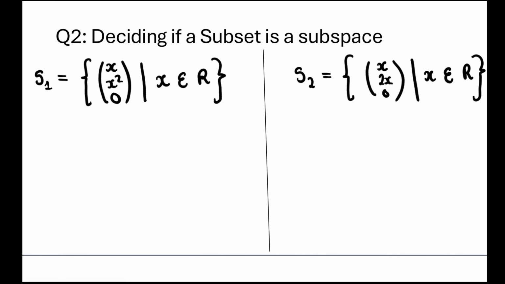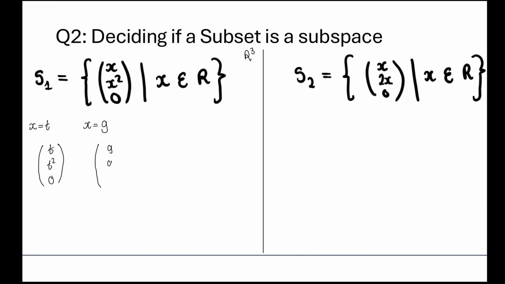Now if we first look at S1, we have S1 is equal to (x, x², 0), given that x is a real number. We need to show whether the sets are a subspace of R³, so real numbers in the third dimension, or in 3 dimensions. To do this, let's say we have x is equal to t and then x is also equal to g. So now we get the general vectors (t, t², 0) and (g, g², 0).